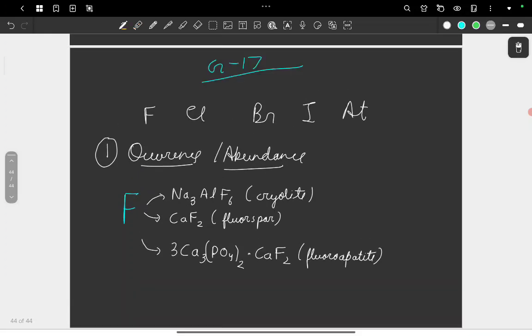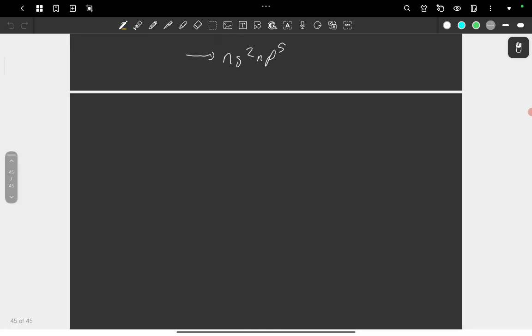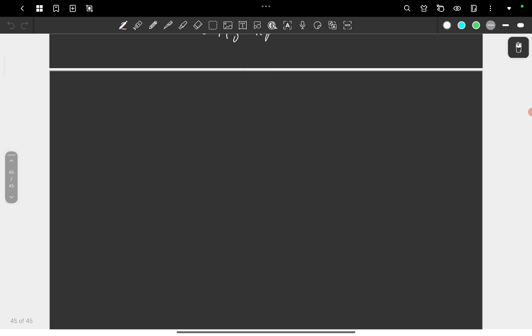And what else do I have to say here? That they have the configuration ns2 np5. And now let's talk about the most important part, the trends. In every P block lecture, the trends is the most important part, and also the chemical properties, but trends is more important. So, first, let's talk about the atomic radii.